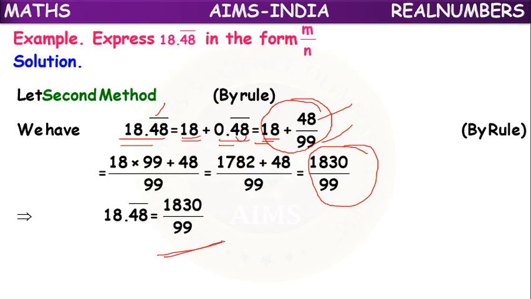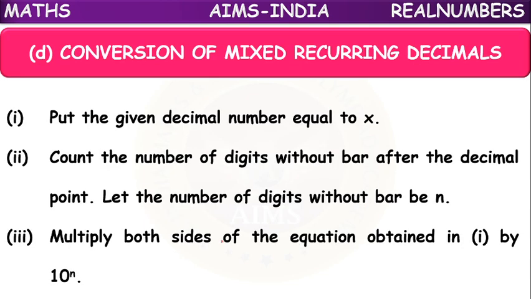Okay, this is the representation of pure recurring decimals in the form of m by n, either by the first method or by the second method, the given rule. Next, let's see the conversion of mixed recurring decimals in terms of rational numbers. 1 minute, children.